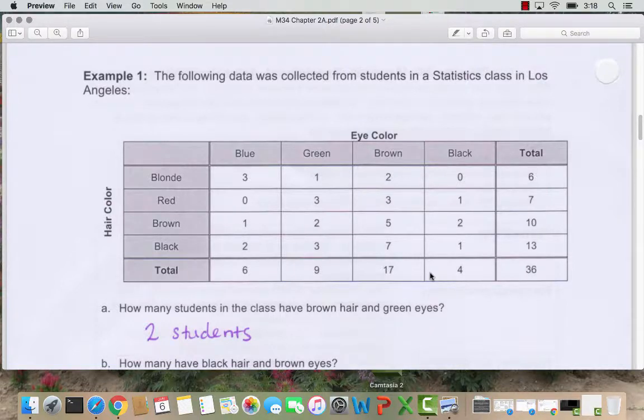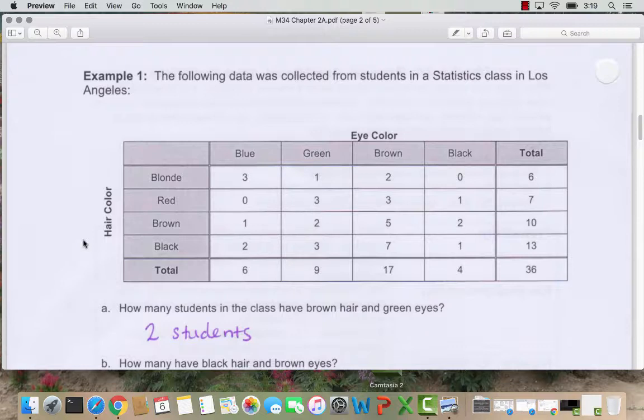Example 1 contains data from students in a statistics class in Los Angeles. So this is what we call a two-way table. If you look at the columns, you see those are all eye color possibilities, and the rows are hair color possibilities. Because there's two variables, eye color and hair color, and they're both contained in the table, we say this is a two-way table. Imagine a three-way table would be 3 dimensions, and a four-way table would be in the fourth dimension, hard to draw. So typically we work with two-dimensional tables in the form of two-way tables.